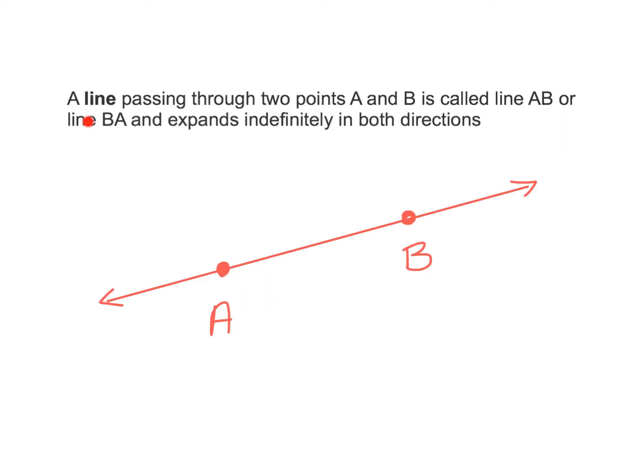On this one, a line passing through 2 points A and B is called line AB or line BA, and it expands indefinitely in both directions. Let's explain it. Point A, point B, it's on a line, and this little arrow on the sides over here means that it expands indefinitely in both directions. Line AB can also be written like this, A, B with a line above it, or B, A with a line above it. That pretty much means line AB, or line BA. So go AB or BA.